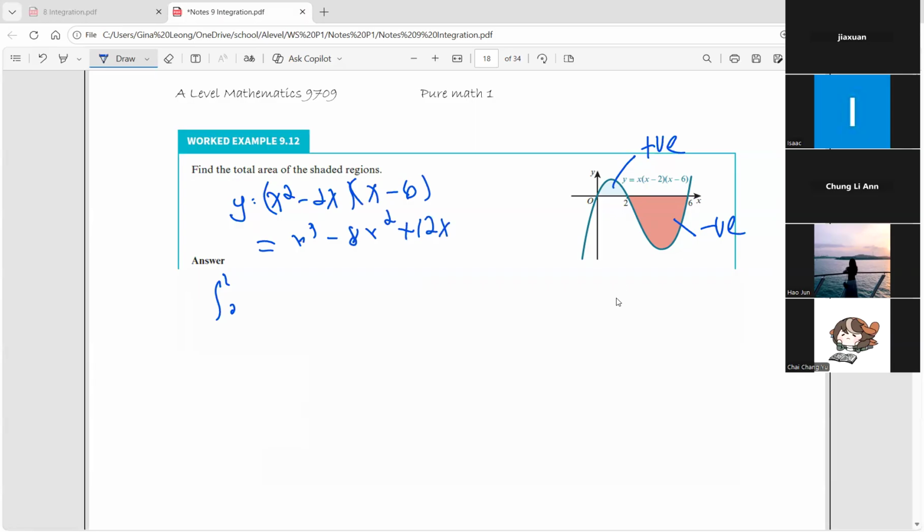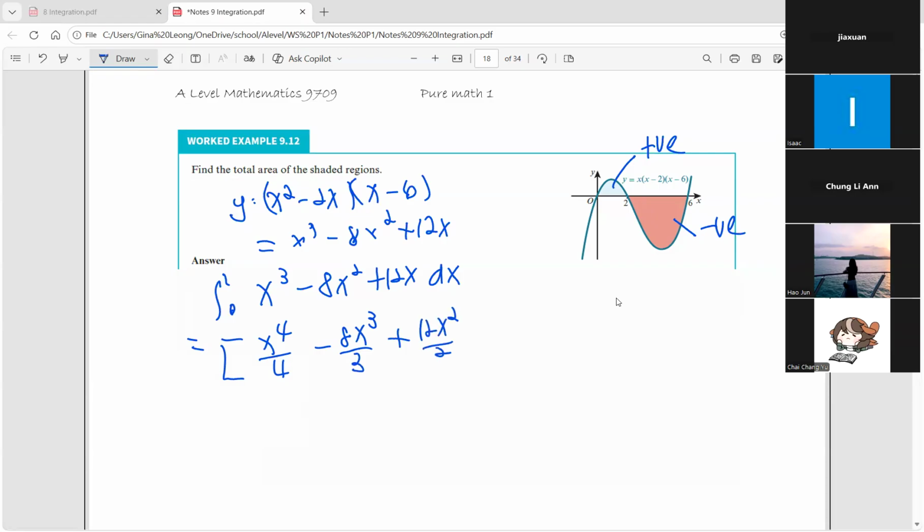Okay, so when I already have this one, I put it in. This is 2, 0. So x power 3 minus 8x squared plus 12x dx. So we start to do the integration. X power 4 over 4 minus 8x 3 over 3 plus 12x squared over 2. Then 2, 0. Now you can just put the value 2 inside this part.